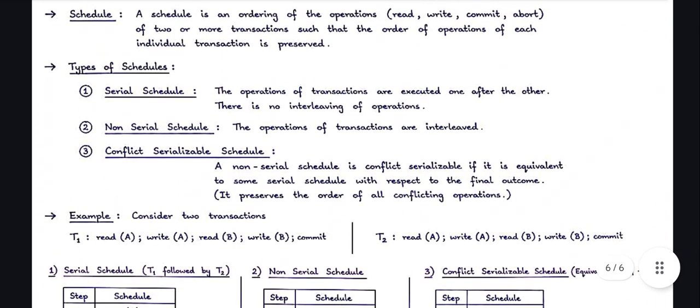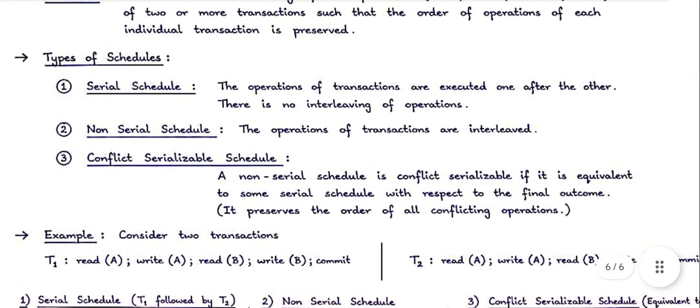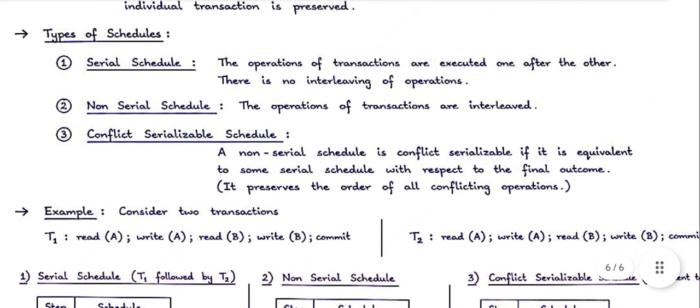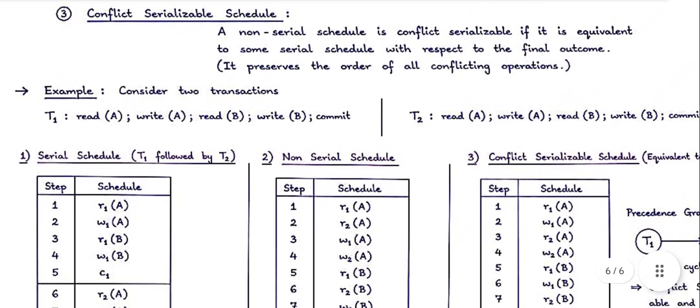Types of schedules. Serial schedule: the operations of transactions are executed one after the other. There is no interleaving of the operations. Non-serial schedule: the operations of the transactions are interleaved. Conflict serializable schedule: a non-serial schedule is conflict serializable if it is equivalent to some serial schedule with respect to the final outcome. It preserves the order of all conflicting operations.